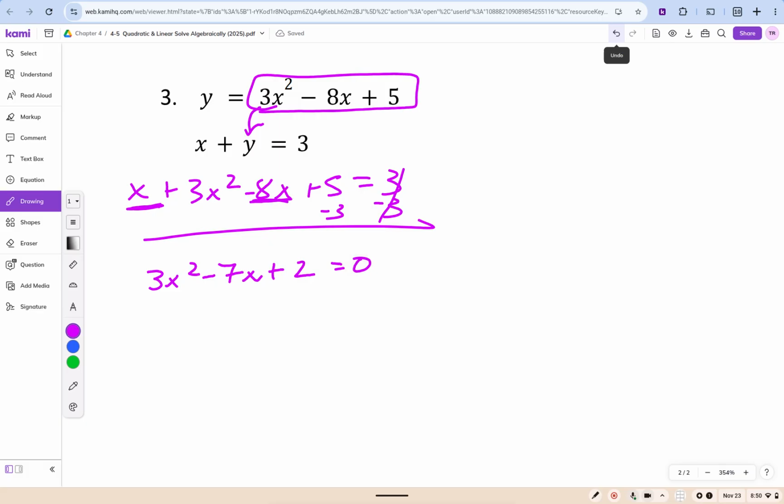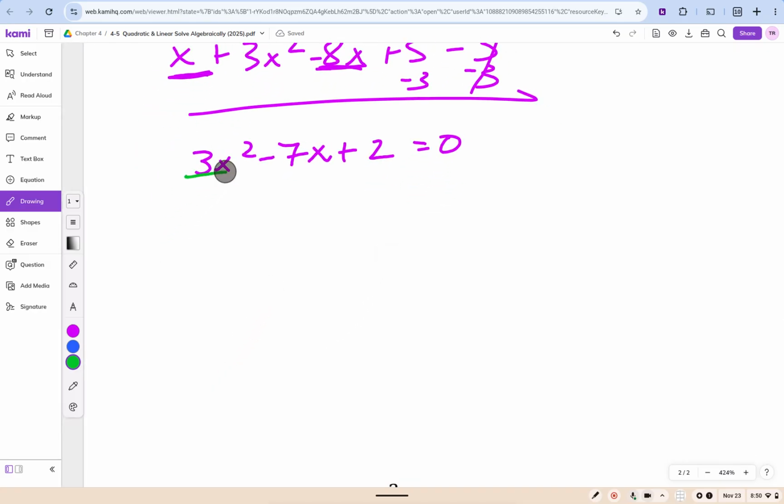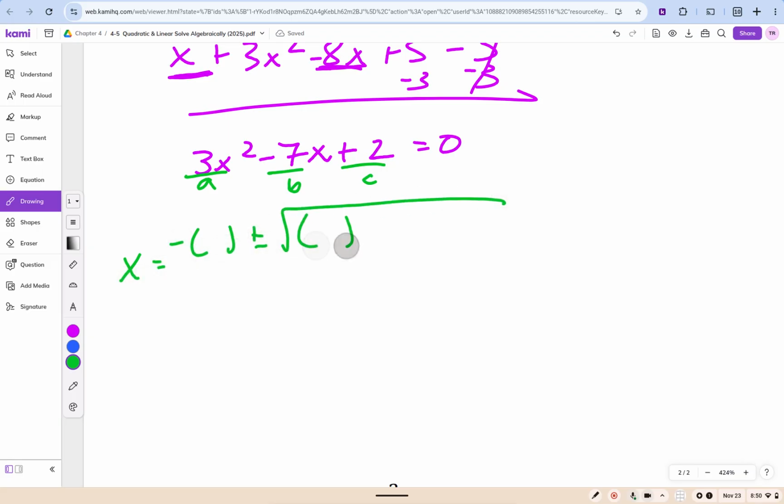Now I have another trinomial that I can kind of figure out what I'm going to do to solve. Now this one's an easy factoring problem, but since we've been doing factoring this whole time, let's go ahead and try one out with the quadratic formula. So I've got a, b, and c. So x equals negative b plus or minus square root b squared minus 4ac all over 2a.